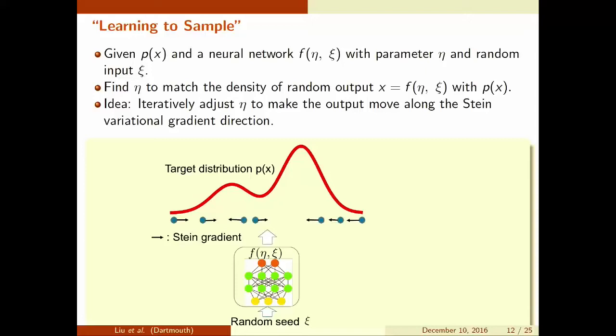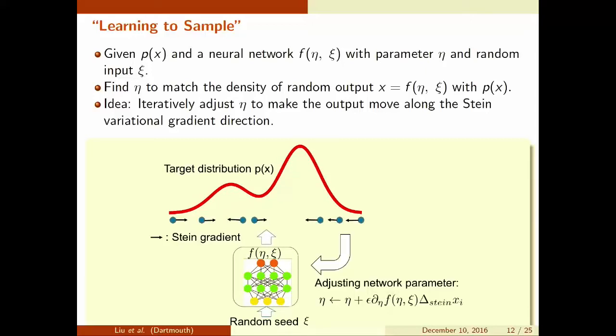Every iteration, you run through your network with random inputs, and you get a set of particles, right? Then you use the Stein variational gradient, which tells you how to update the particles so that the KL divergence decreases in an optimal way. Then you backpropagate this gradient into the network, adjusting your network parameters so that the output moves according to the Stein variational gradient, which is guaranteed to minimize the KL divergence. In the end, the update is very simple: you take the Stein variational gradient and multiply it with the gradient of the network. So really, you just backpropagate the Stein variational gradient, and in this way you iteratively update your eta parameter so that it fits the target distribution.